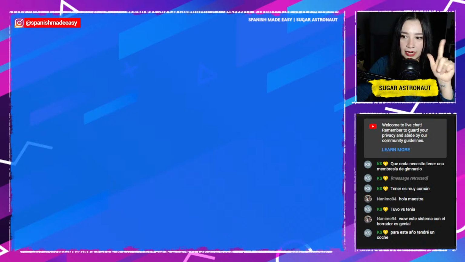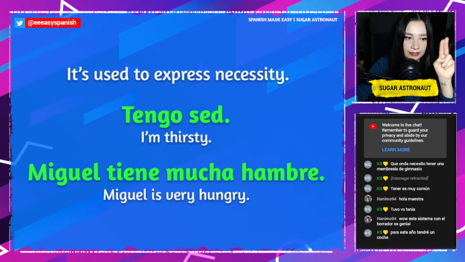The second meaning, number 2, tener is used to express necessity. If you need something, okay, you can use tener, okay? Especially when you need to drink something or when you need to eat something, okay? For example, tengo sed. Tengo sed.